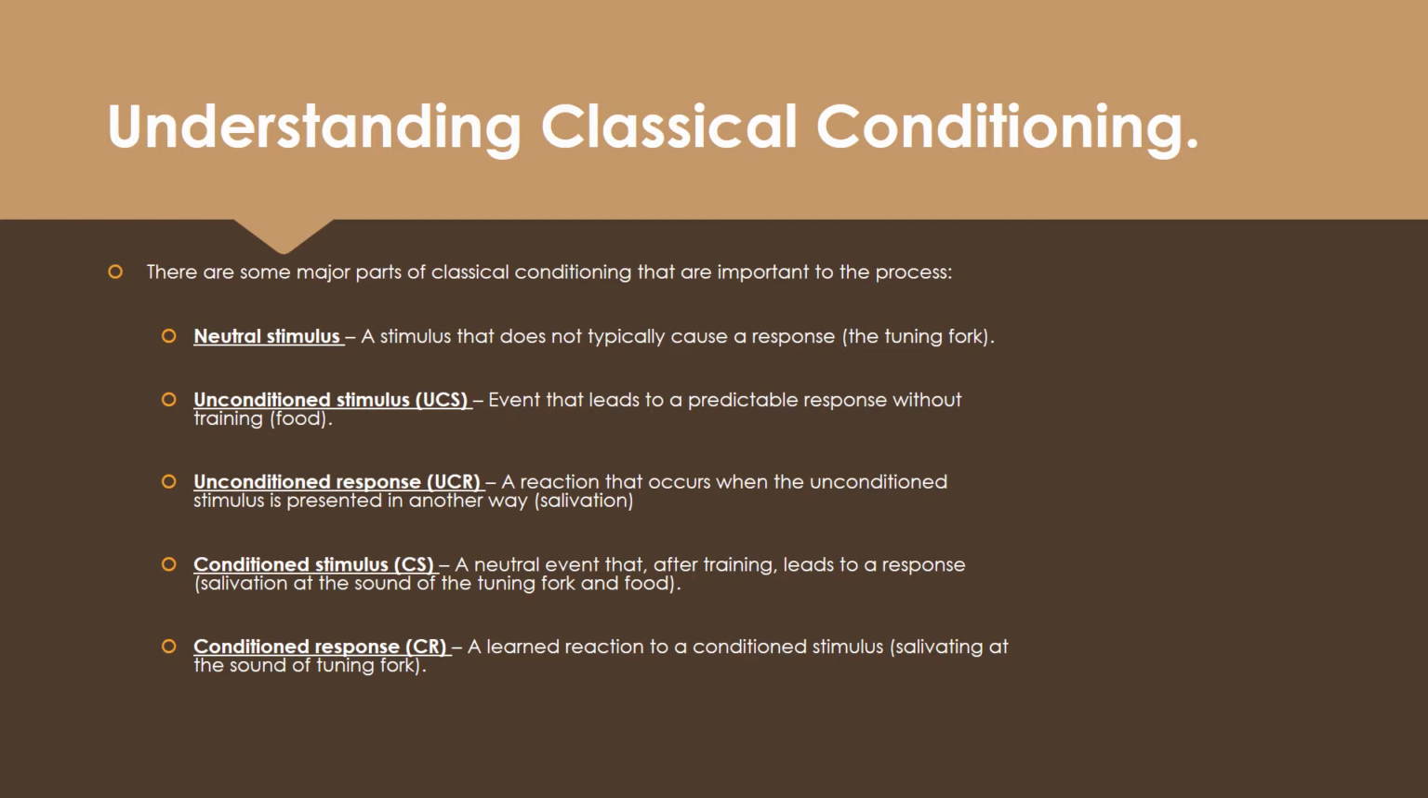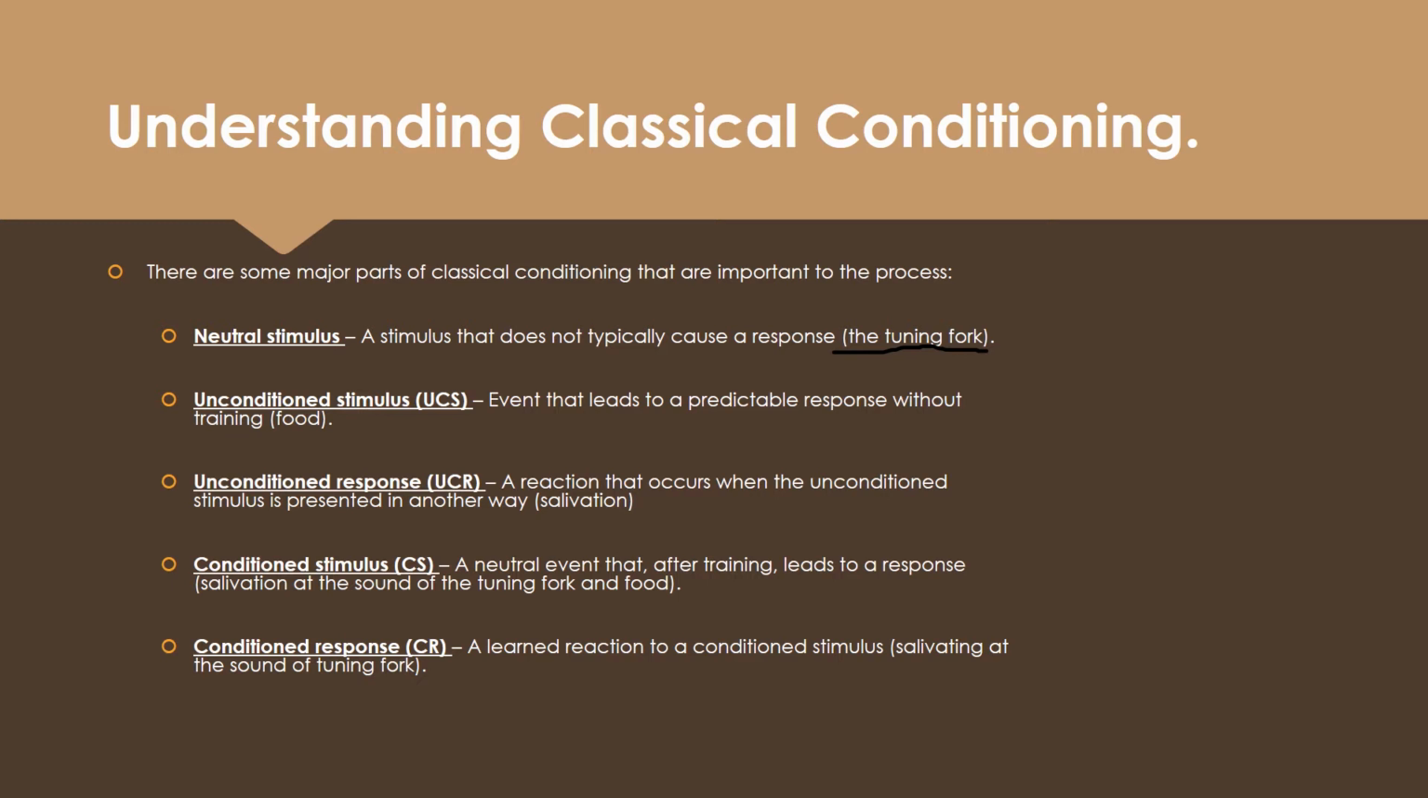There are some major parts of classical conditioning that are important to the process. Okay, we're going to go over these a little bit. The first one is what we call the neutral stimulus. The neutral stimulus is a stimulus that does not typically cause a response. In Pavlov's experiment with the dog, this example would be the tuning fork. Typically, like we said, with the tuning fork, the dog does not respond to that. The dog may lift its ears or whatever, may look at it funny, but it doesn't make the dog salivate, it doesn't make the dog do something crazy.